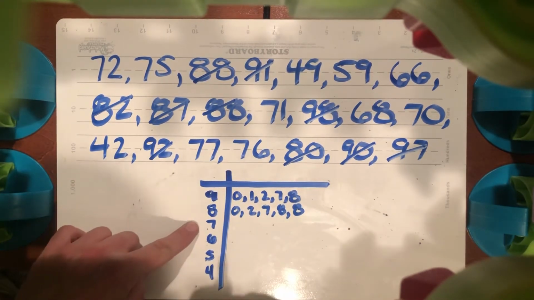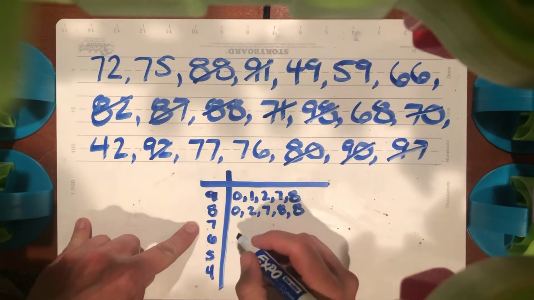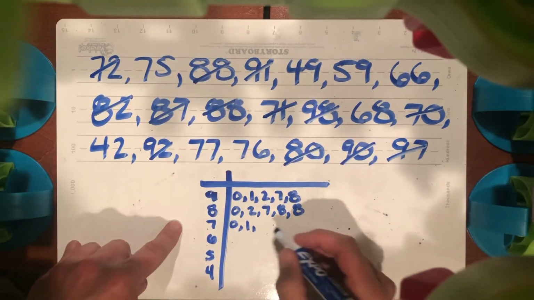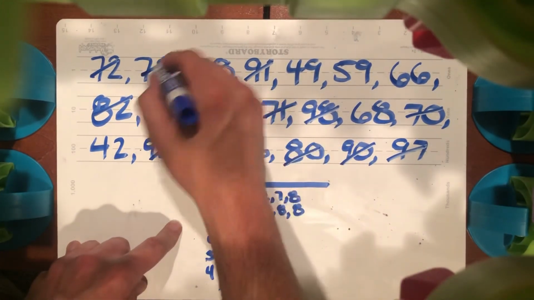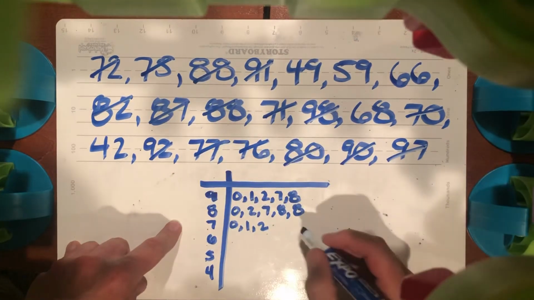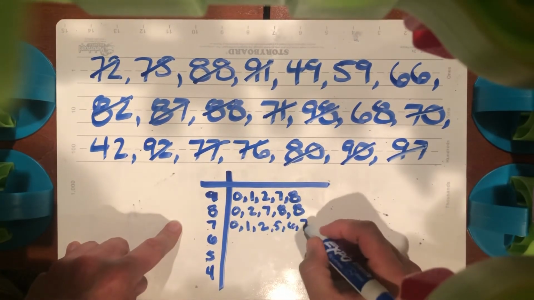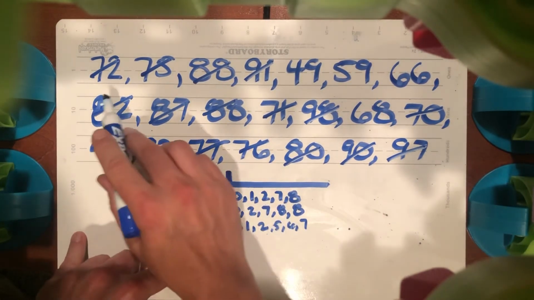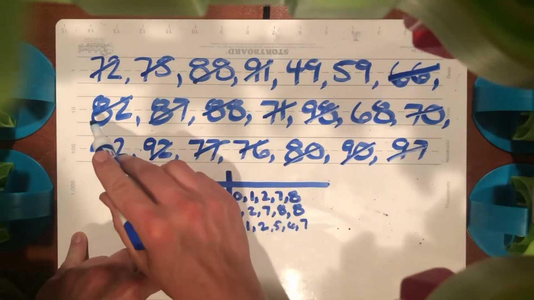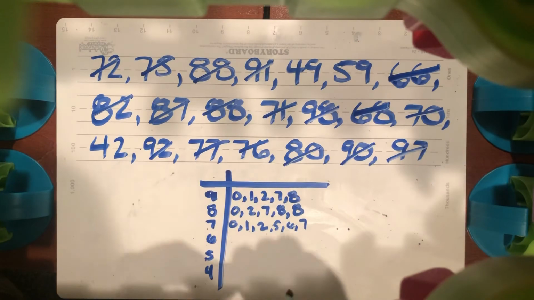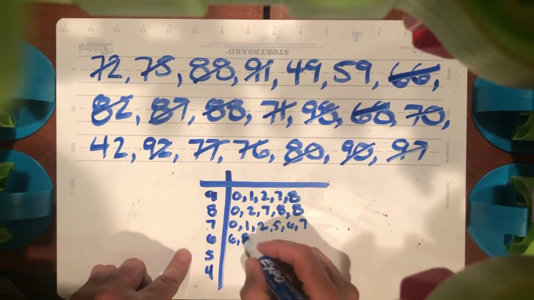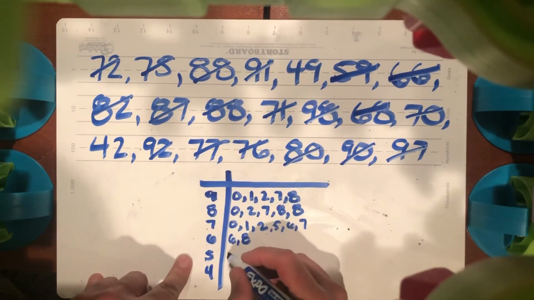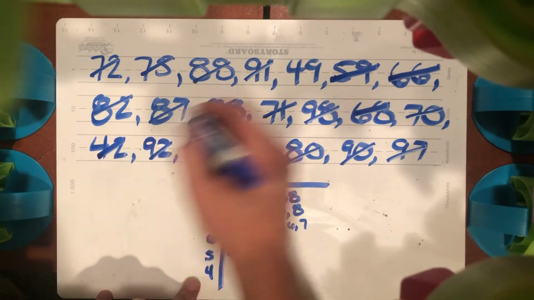For the stem of 7, I see a 70 and a 71. Remember, we go from lowest to highest, so I see a 72. I see a 75, 76, and 77. So 5, 6, and 7 represent those three. In the 60s, scanning, I see a 66. Scanning the next row, I see a 68. So a 6 and an 8. Scanning the top row, I see a 59. And that's it. So there's just one leaf there. And then I see a 42 and a 49.